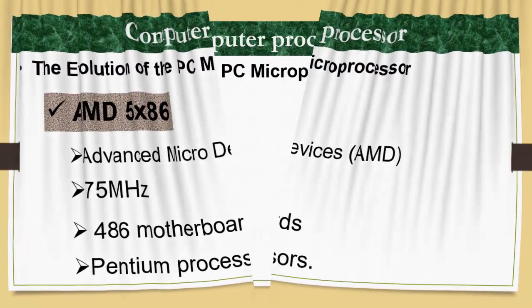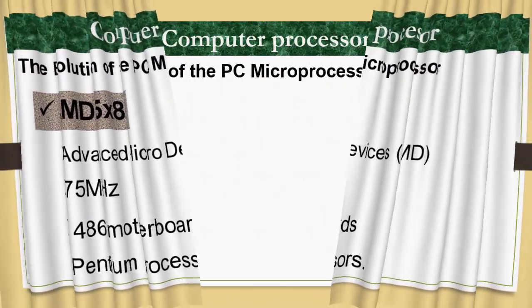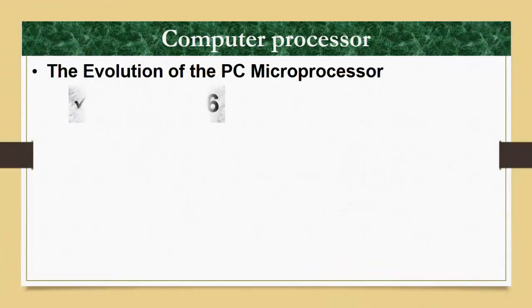Okay, students, let's go ahead. The next one is Cyrix 5X86. The Cyrix 5X86, also known as the M1 SE, was intended to compete with the Intel 486, with which it was socket compatible, like the AMD 5X86. The Cyrix processor was able to compete with early Pentium processors.